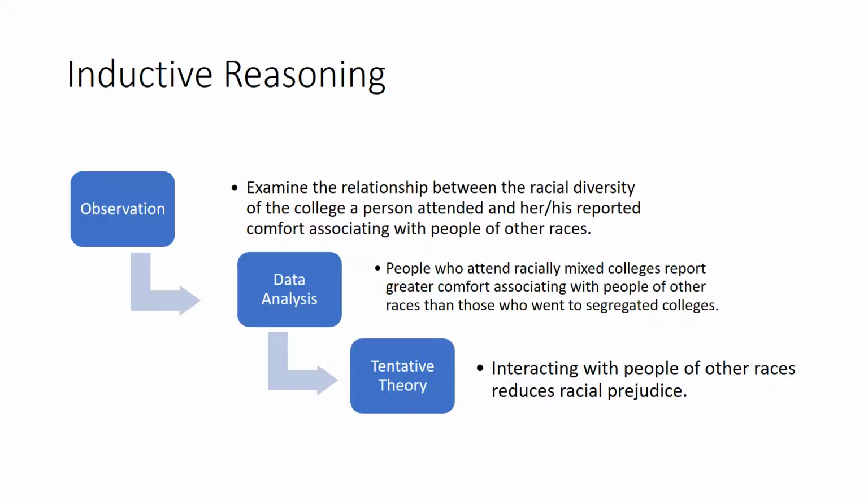From the data analysis, the researcher found that people who attend racially mixed colleges report greater comfort associating with people of other races than those who went to segregated colleges. He or she then develops a tentative theory, stating that interacting with people of other races reduces racial prejudice.